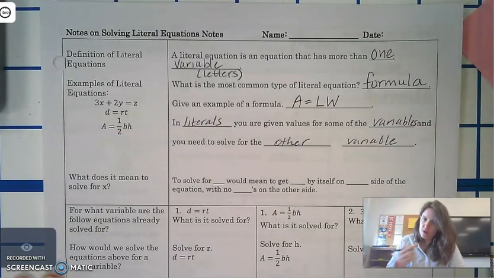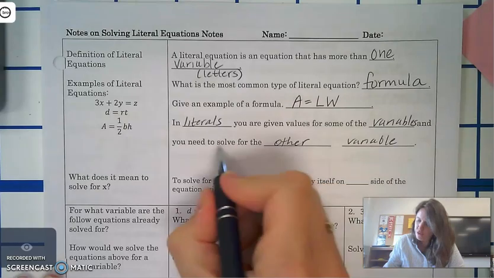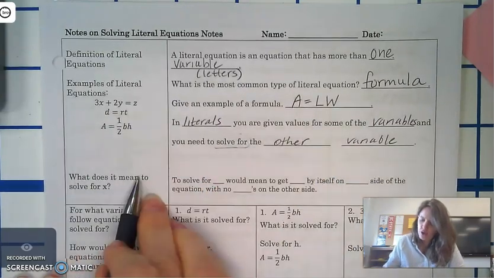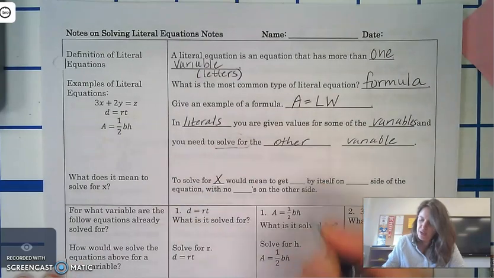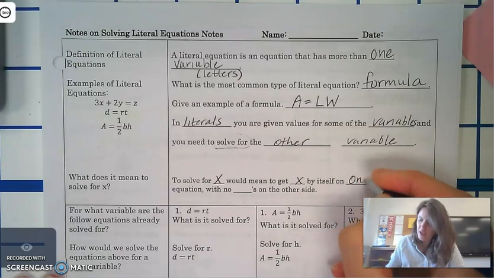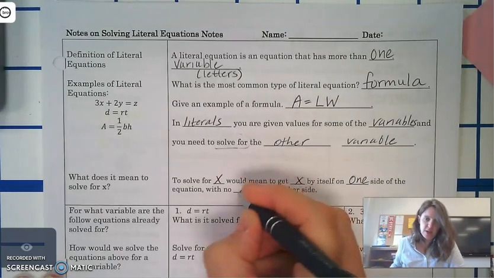So to solve for this word, when you are asked to solve for something, right? For example, if I'm solving for x, what does it mean to solve for x? To solve for x would mean to get x by itself on one side of the equation and have no x's on the other side.